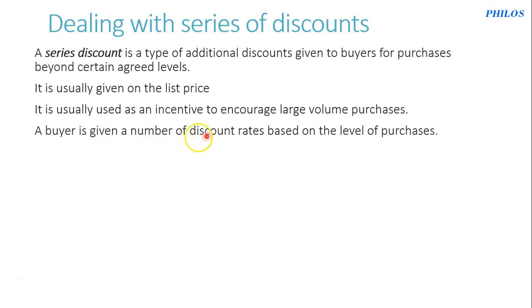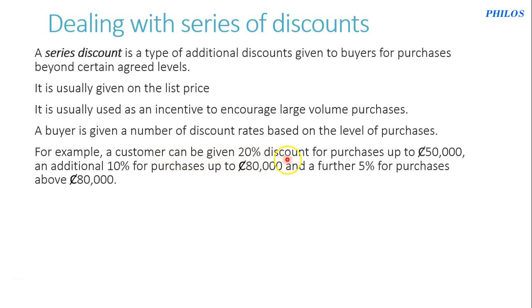A buyer is given a number of discount rates based on the level of purchases. A customer can be given 20% discount for purchases up to 50,000 cedis, an additional 10% for purchases up to 80,000 cedis, and a further 5% for purchases above 80,000 cedis. You see that customers will realize that when they purchase up to 50,000 only, they only get this 20% discount. But when they purchase up to 80,000, they will get both the 20% and the 10%. And then when they purchase above 80,000 cedis, they will get an additional 5% for that. So that will encourage customers to purchase beyond certain levels so that they can get more discounts.